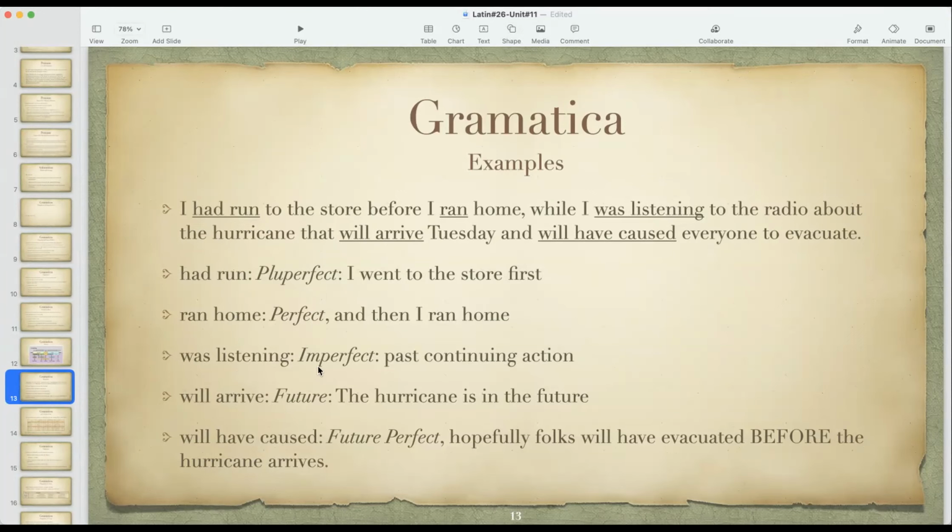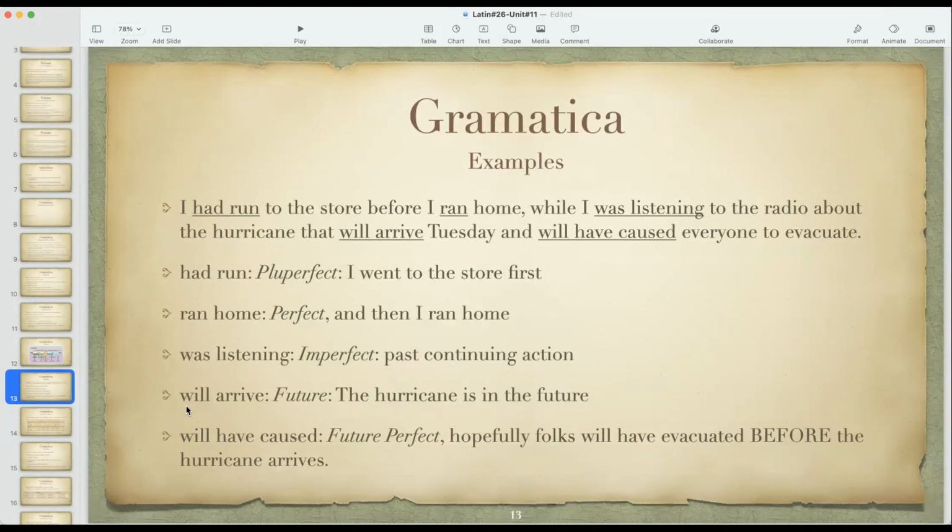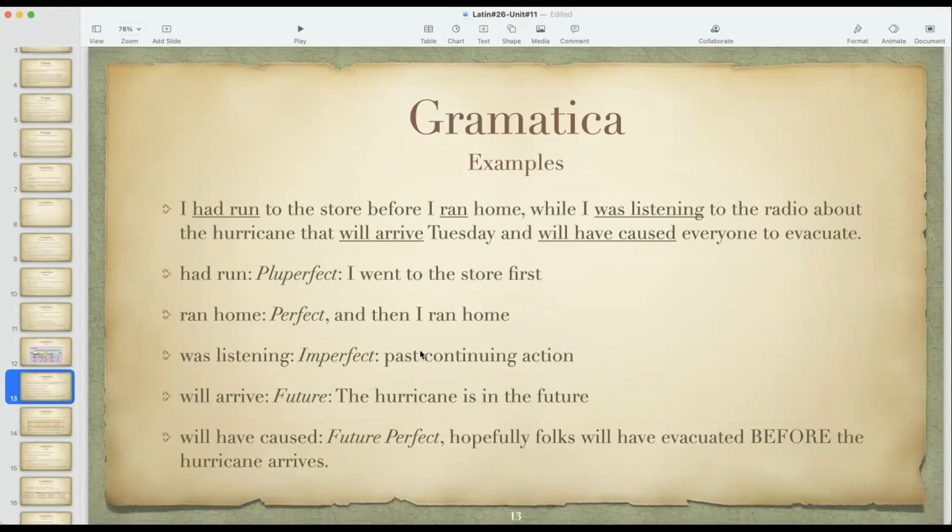I was listening, meaning a past continuing action of indefinite duration. Will arrive, it's the hurricane that is in the farthest point in the future. And then will have caused is the future perfect, meaning you could add, before the hurricane arrives, let's hope everybody has evacuated that needs to. I mean, not everybody needs to evacuate. Then you could add to that, but currently I am in my house. This is true. I could have added a present. I thought about it, but I thought that'd be too much.